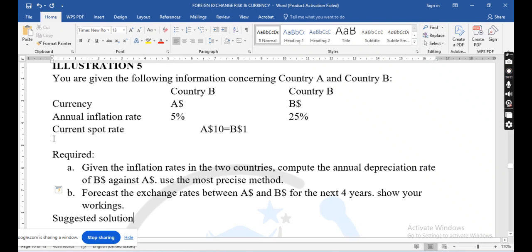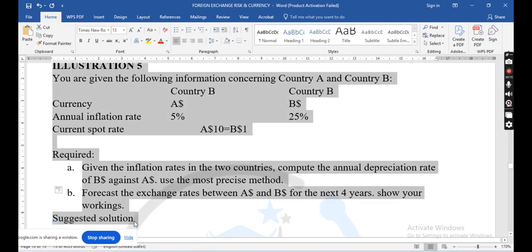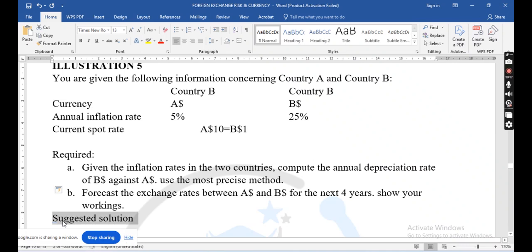You are given the following information concerning country A and B. The requirement first. Required: A. Given the inflation rate in two countries, compute the annual depreciation rate of B dollar against A dollar. Use the most precise method. B. Forecast the exchange rate between A dollar and B dollar for the next 4 years. Show your workings.